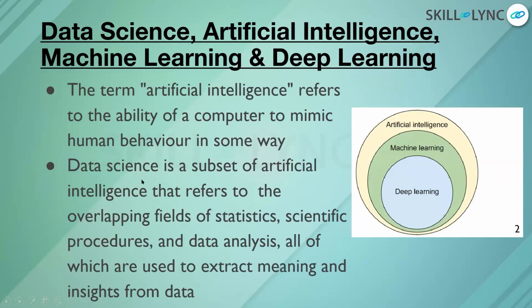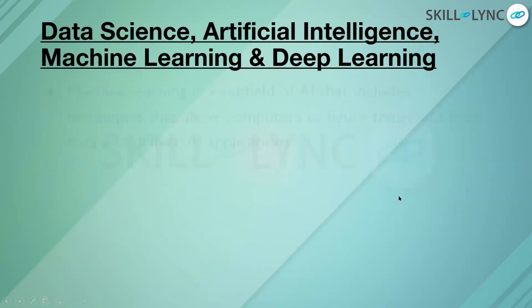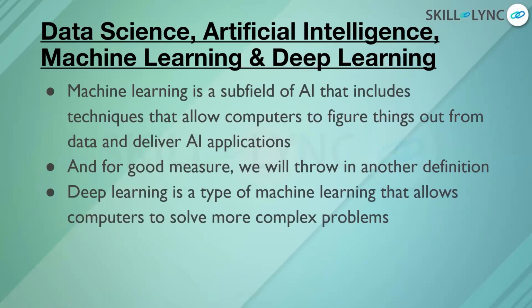So for having data science, we can use anything. We can use artificial intelligence, we can use machine learning, we can use deep learning. And artificial intelligence is the super category, machine learning comes into that, and deep learning is the advanced one. These are the basic differences among those terms.